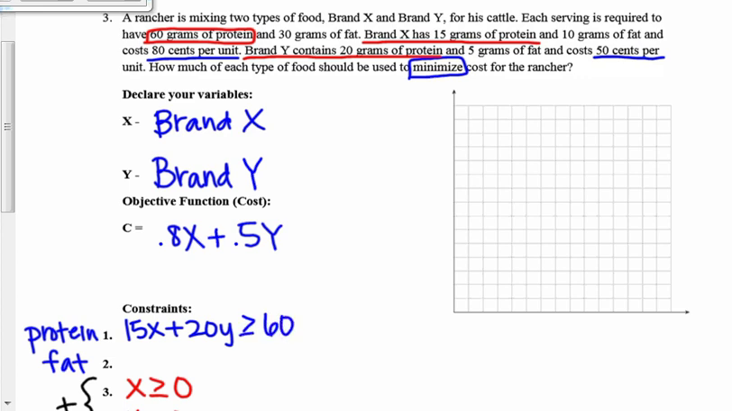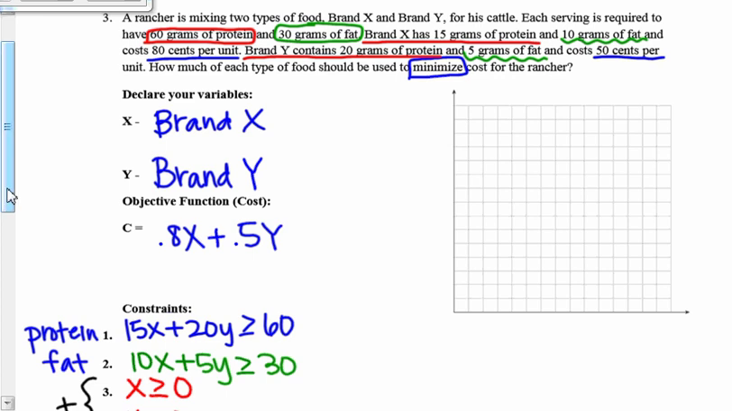All right. Now my other one is going to have to do with fat. So brand X has 10 grams of fat, brand Y has 5 grams of fat, and I have to have at least 30 grams of fat total. So 10X plus 5Y has to be greater than or equal to 30. Those are my requirements for the food.